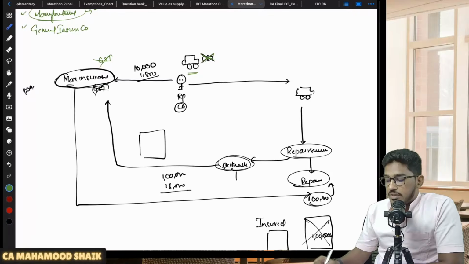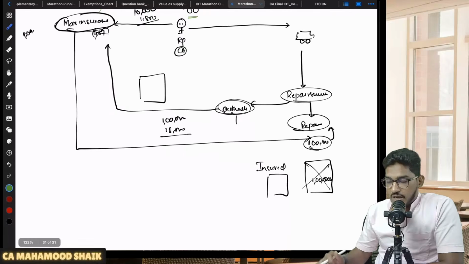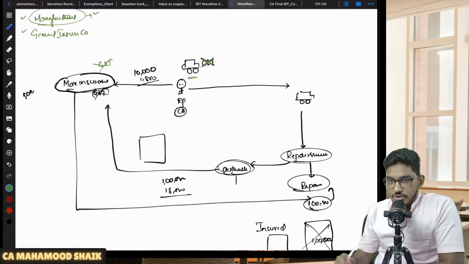Thereafter, I was driving the car. This car met with an accident. Now, I took this car for repairs. I need not worry. Why? Because I have paid the insurance, no? So for these repairs and expenses, all have to be borne by the insurance company only. So now I have undergone the repairs. The repair cost came to 1 lakh rupees. Amount of GST is 18,000. So total 1 lakh 18,000 worth of repairs have taken place.